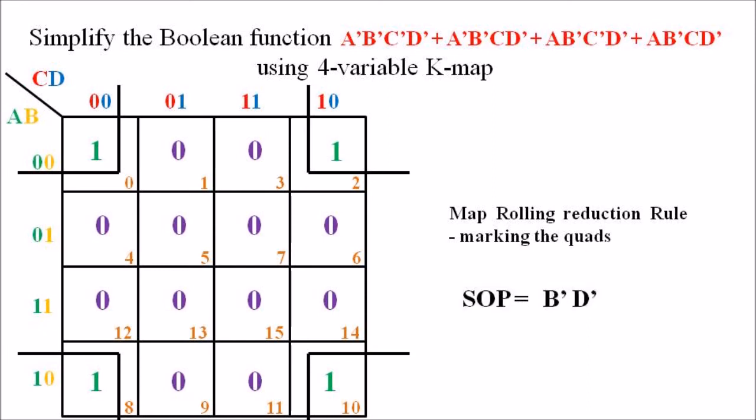Therefore, the SOP for the given function is b' d'. So the function a' b' c' d' plus a' b' c d' plus a b' c' d' plus a b' c d' can be reduced as b' d'. My dear students, hope you had understood this topic.